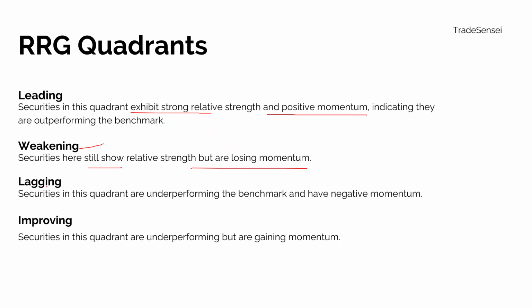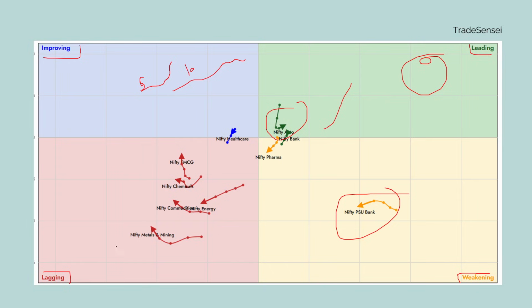Coming to the third one, that is the lagging. Securities in this quadrant are underperforming the benchmark and have negative momentum. So this is the worst one, the lagging, the sectors which are lagging, right? In this quadrant we have those sectors, those specific stocks which are relatively weak. That simply means if your index is moving 5%, these stocks have moved 2%, 3%, or 4%, which is basically less than the index or the benchmark. Okay, and they don't have any momentum. First of all, they are underperforming, plus they don't have any momentum. That means there's not much movement in the stocks.